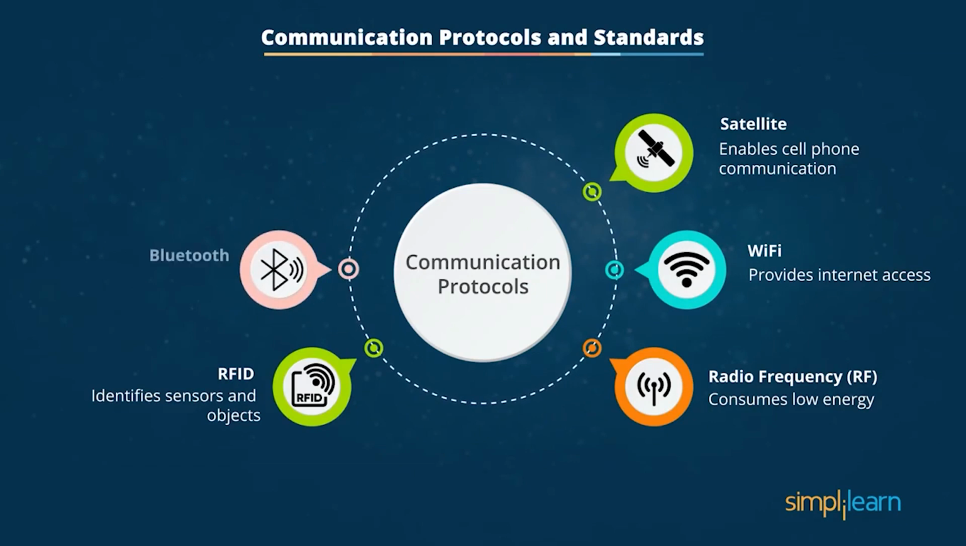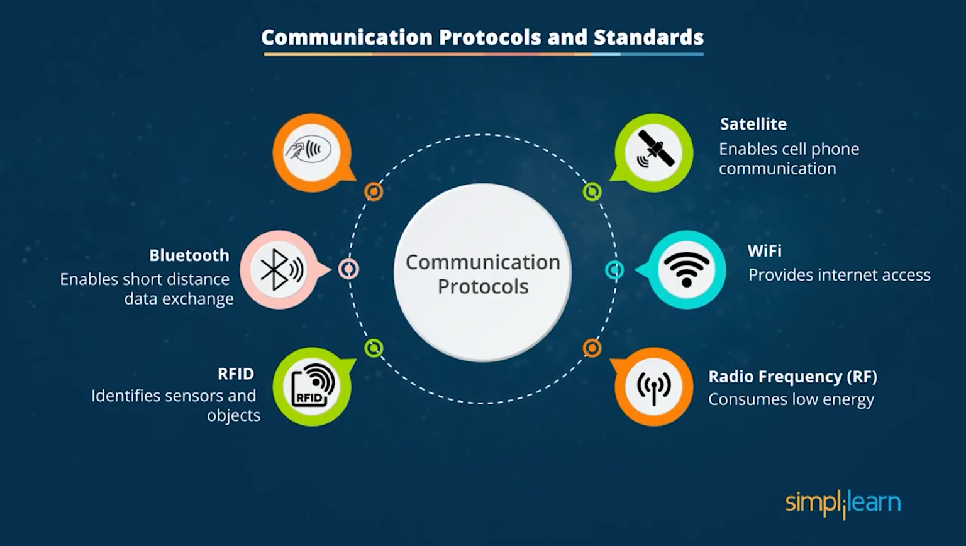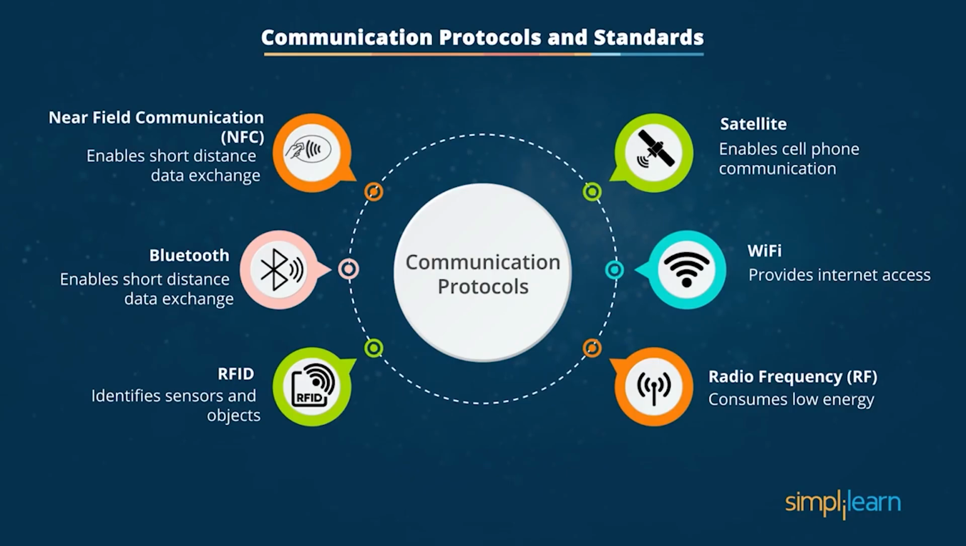The fifth is Bluetooth, which is useful for short-term and short-distance data exchange. It is present in every smartphone and has sensors. The final one is near-field communication, or NFC. It uses electromagnetic induction and loop antennas. It comes with encryption, has low-speed communication, and is used for short-range data exchange.